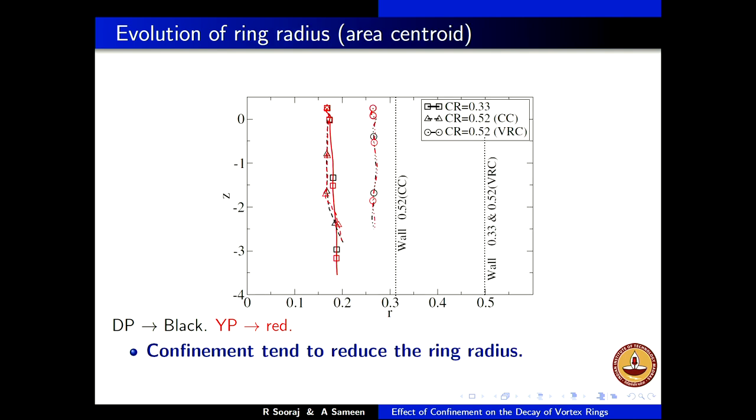Now here I'm tracking the center of the vortex line with different quantities. To track the center I need to define how the center is defined. Here it is based on the area centroid. I'm calculating the area of the core, and from the core area I'm calculating the centroid of the core. So here what you can see is, in the initial stages of its development, the vortex ring shrinks, the size of the ring radius reduces. After some time it increases, which might be because of the asymmetry and the subsequent stretching of the vortex ring.